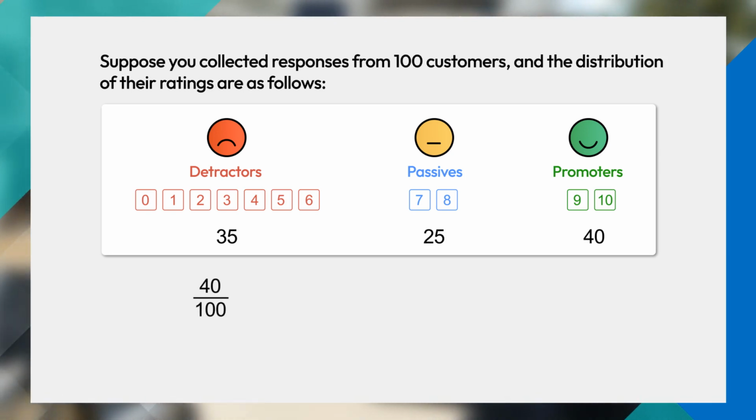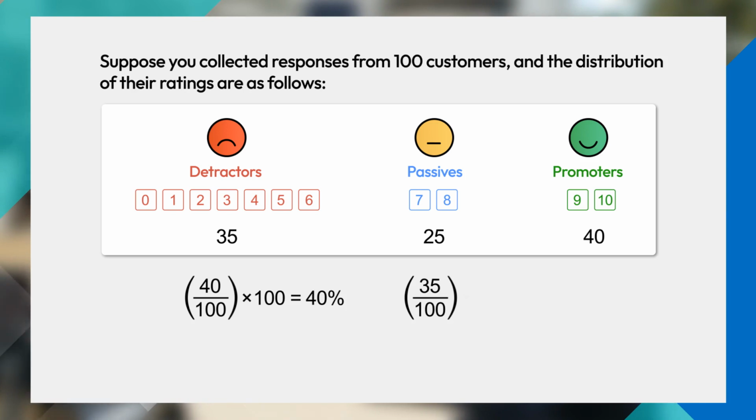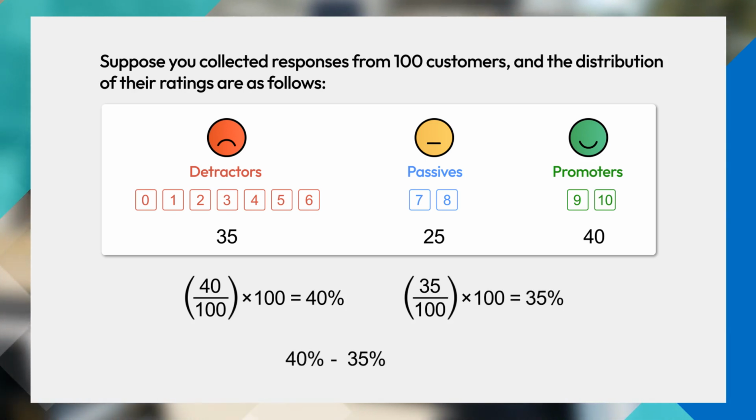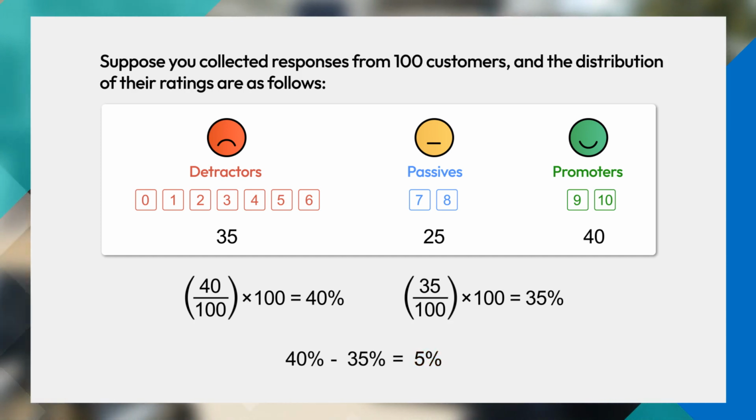Divide the number of promoters by the total number of respondents and multiply it by 100. Next, calculate the percentage of detractors using the same method. Now, subtract the percentage of detractors from the percentage of promoters. This is your Net Promoter Score. Remember, the NPS score ranges from -100 to +100, so a positive score indicates more promoters than detractors, while a negative score suggests the opposite.